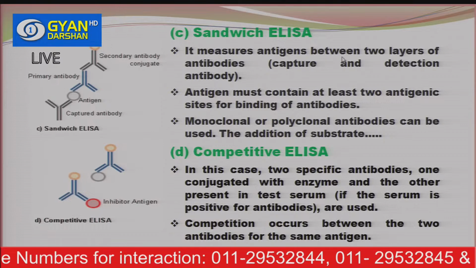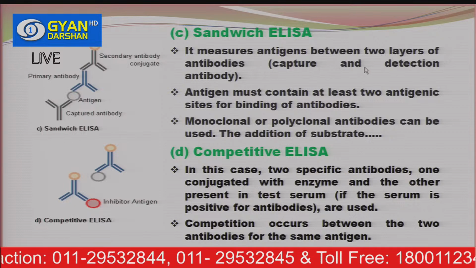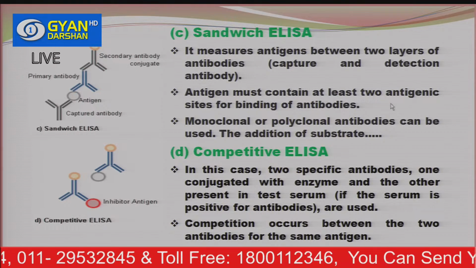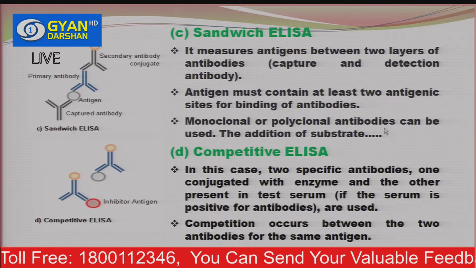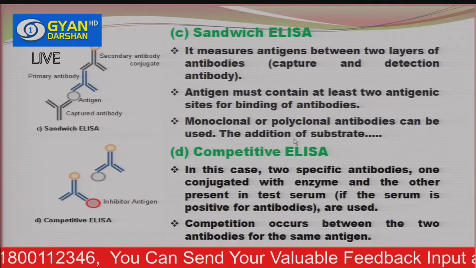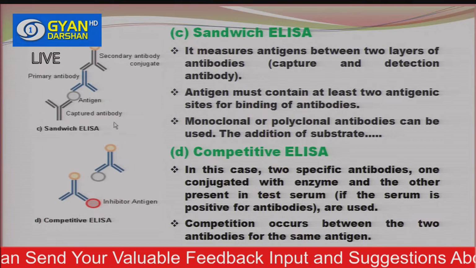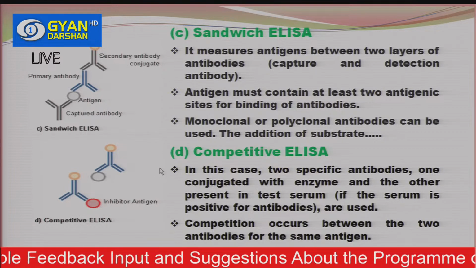It measures the antigen between the 2 layers of antibodies, the capture and detection antibody. The antigen must contain at least 2 antigenic sites for binding of the antibodies. Monoclonal or polyclonal antibodies can be used. On addition of the substrate, we get a color, which ultimately we can measure. From the color, we can decide the concentration of the antigens.